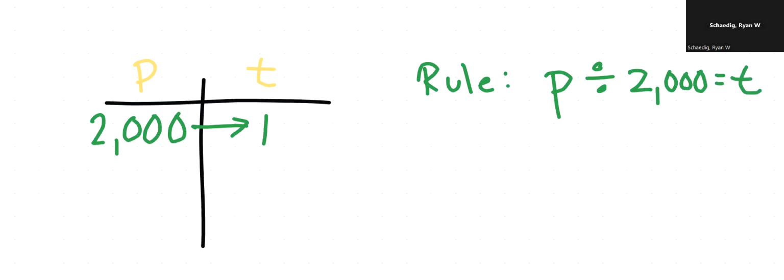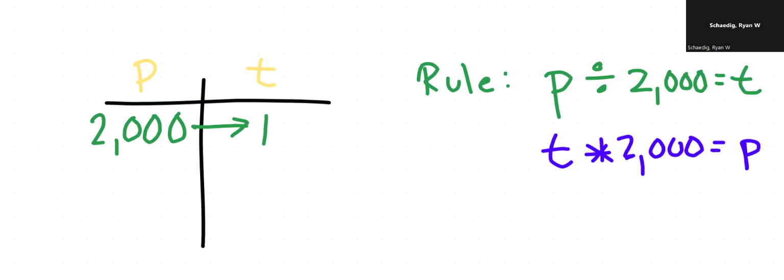Okay, so then let's go back. And if you wanted to, think about the inverse: it would just say that tons times 2,000 would equal the pounds. So that's another way to think, using that inverse in our knowledge of numbers.